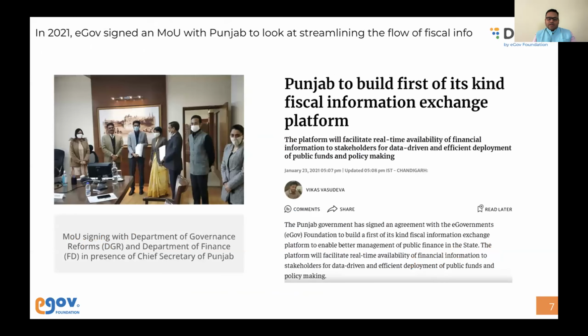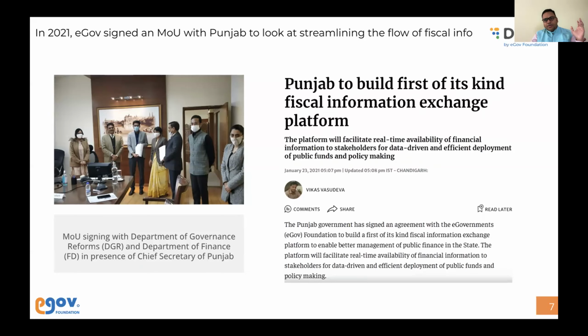So in view of that, our engagement in Punjab is about 5 years old. Punjab is a subnational government. Punjab state government is a subnational government in India. Our engagement there is about 5 years old, where we started with the service delivery platform. But about 2 years ago, the then chief secretary, the senior most administrator bureaucrat in the state, invited us to actually look at streamlining the flow of fiscal information to thus expedite service delivery, right?